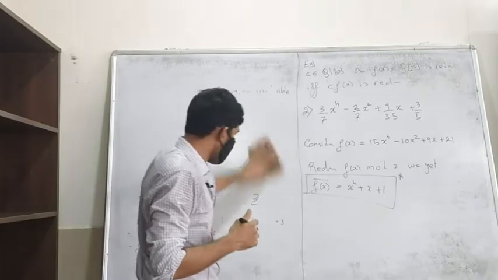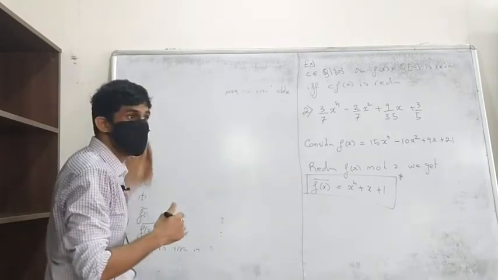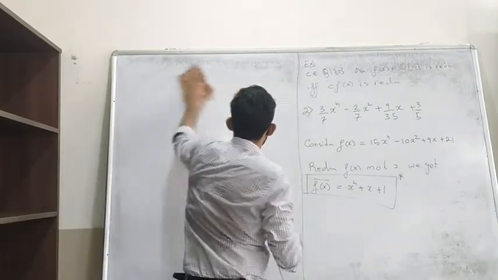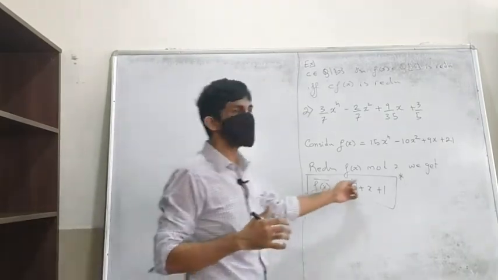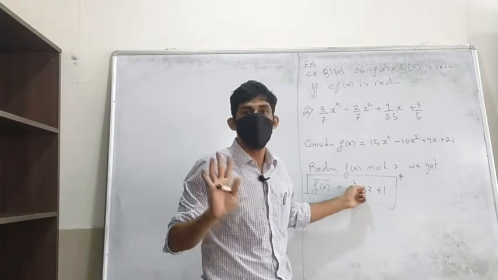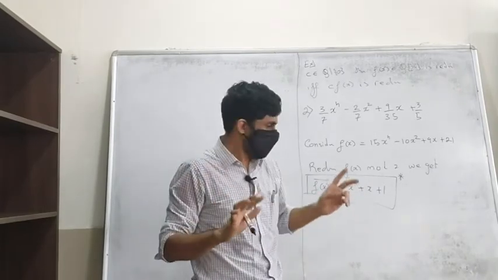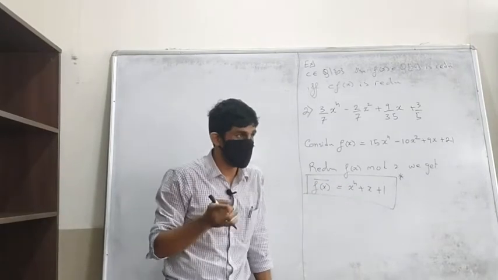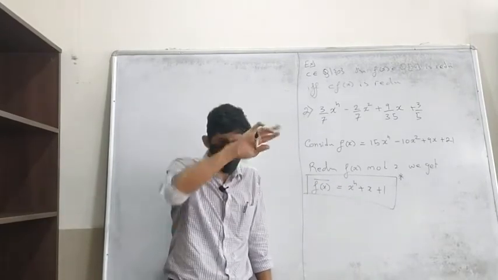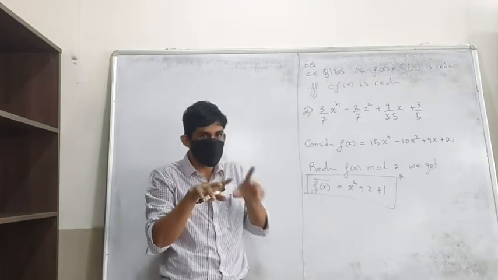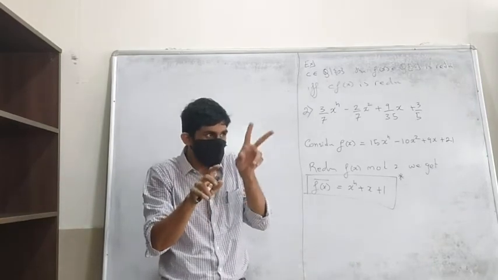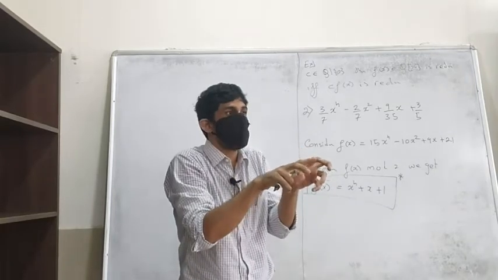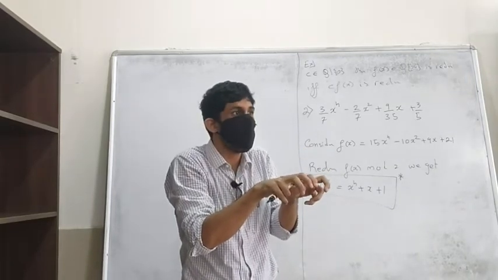So I want to show that this polynomial is irreducible over Z2. To reduce a polynomial of degree 4 as a product of two polynomials, you have only two options. Either it is going to be a polynomial of degree 1 times a polynomial of degree 3, or degree 2 and 2.